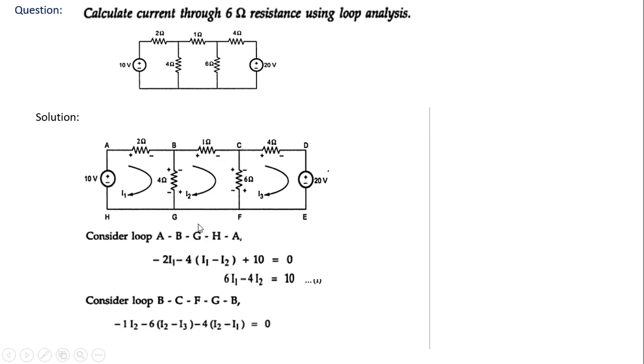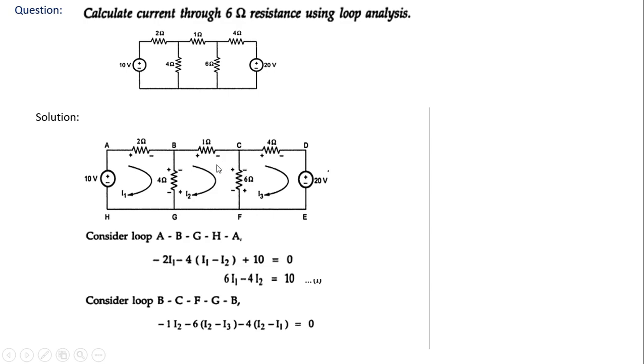For this, we are writing the loop equation using Kirchhoff's voltage law. First one is minus 1 I2. That is the voltage drop across the 1 ohm resistor, minus 1 I2. We are writing it directly. And the next one for the 6 ohm resistor. Here the leaving end is negative, so minus 6 of I2 minus I3. I2 is positive, I3 is negative.